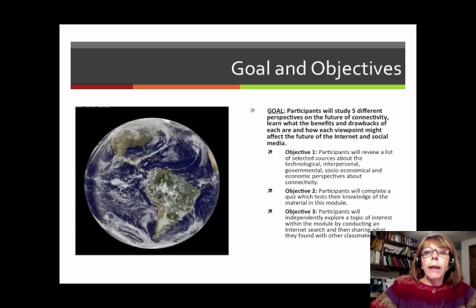We have a goal and several objectives for this week. You'll study 5 different perspectives on the future of connectivity, learn benefits and drawbacks for each, and how each viewpoint might affect the future of the internet and social media. So there's an extensive list of resources for you to review. There are videos, there are some audios, references to books, to articles and websites.